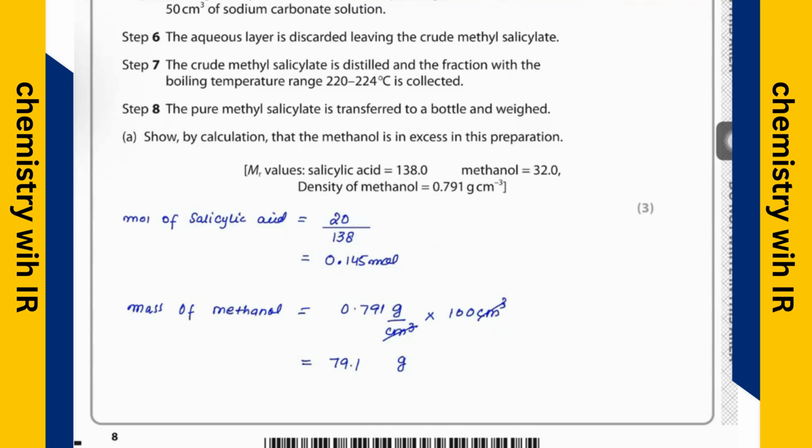So we got the mass of methanol, and we can find the moles very easily. After getting the moles of both, we can divide the moles by their coefficients. After dividing, we can see the lower and the larger number, and we will get the answer. That's it.